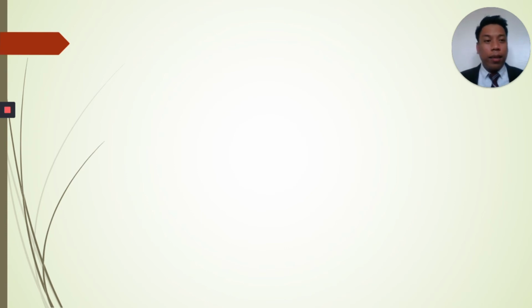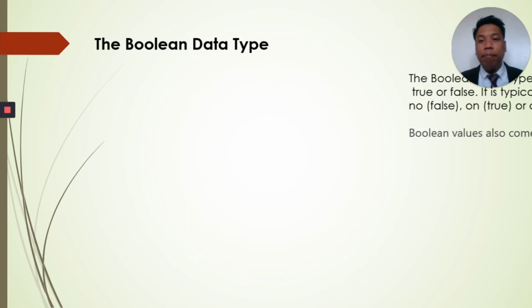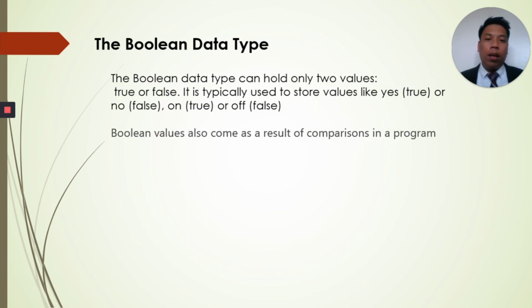Now the next data type is the Boolean data type in JavaScript. Boolean data type can hold only two values. Okay, it's true or false. This is also equivalent to yes if it's true, or no if it's false. It can also be on if it's true, or off if it's false. It comes also as a result when you use a comparison in JavaScript programming.